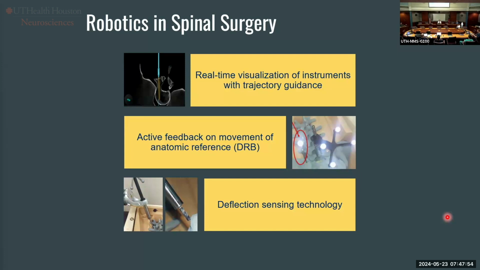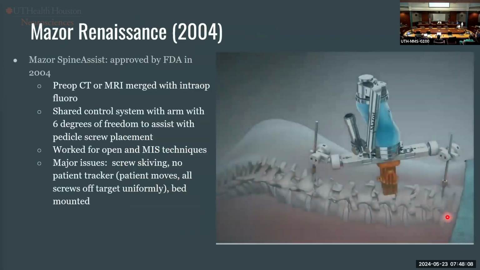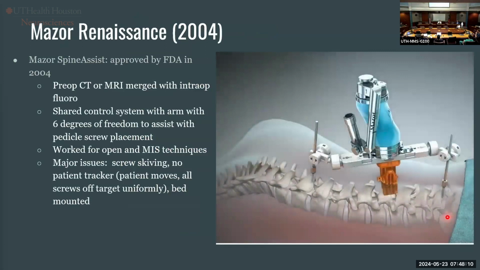And then we want deflection sensing technology. If we're putting everything through a robotic arm and that robotic arm can theoretically move, even if that is 1 millimeter, we want to know if we're pushing too hard on it and moving it. So the first robotic system to come out was Mazor, FDA approved in 2004. It was a pre-op CT or MRI that was merged with intraoperative fluoro shots, and was good for MIS or open techniques.